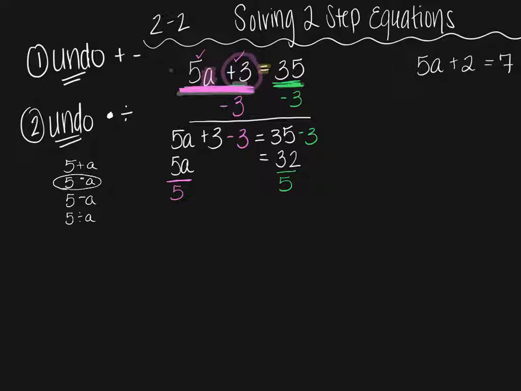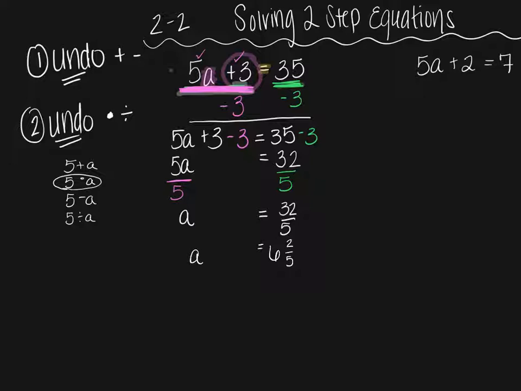So my 5's cross out because 5 over 5 is 1, leaving me 1a, which is a. And then I get this doozy, 32 over 5. Don't wig out. How do you solve an improper fraction? You have to simplify it. Hopefully you recognize that 5 times 6 is 30. 32 minus 30 is 2, so 2 over 5. So this is my a.